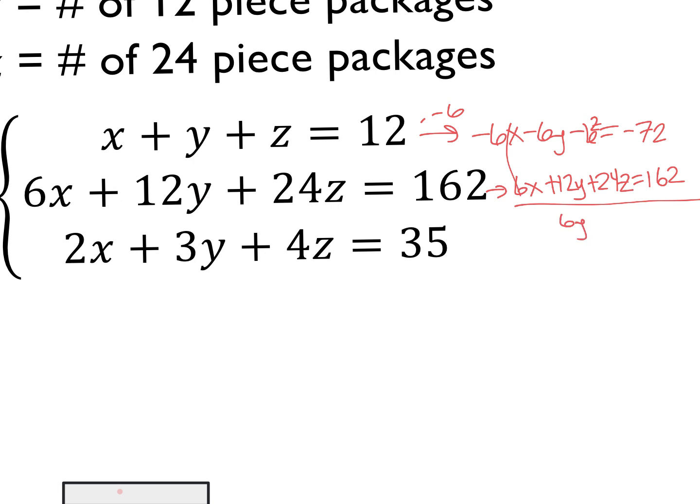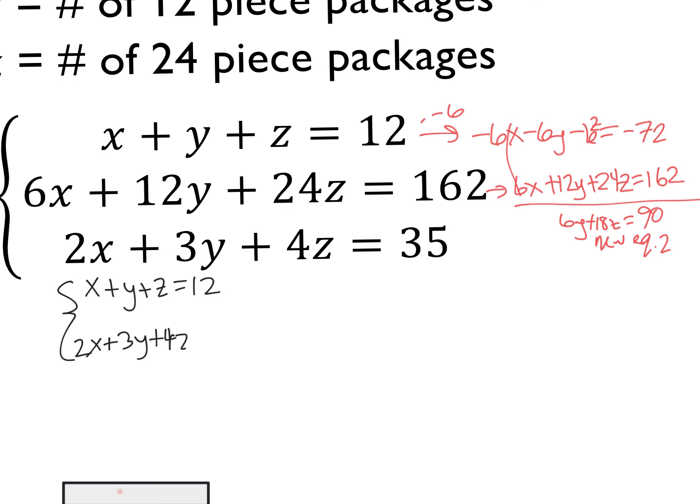6y plus 18z equals 90. And this is our new equation 2. So we're going to rewrite our system. And we're going to insert our new equation 2.